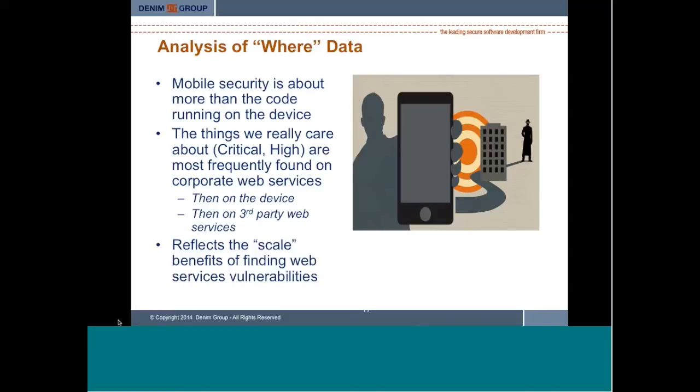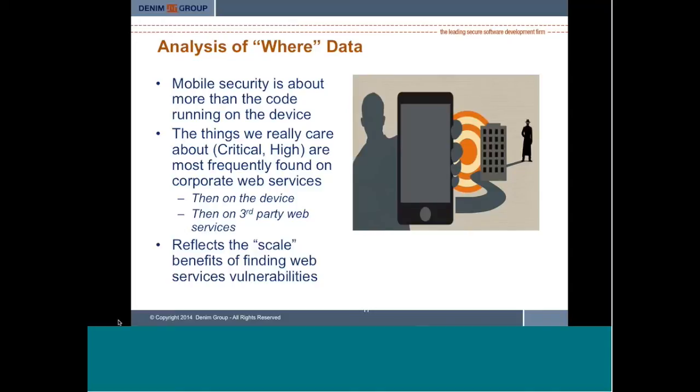And so if your assessment program is not investigating these corporate web services, that's a pretty big blind spot that you have. If you look from a coverage standpoint, that's a pretty big blind spot, and you run the risk of missing a lot of pretty serious things that are out there.